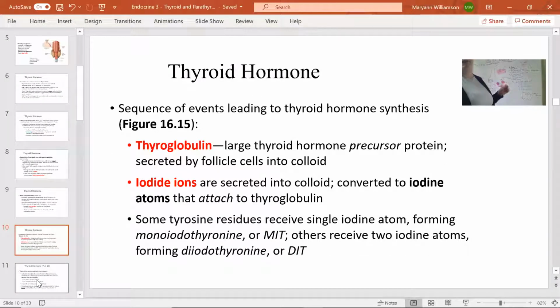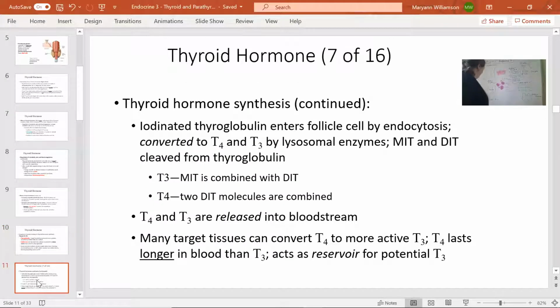All right, so what is in that colloid? Remember, thyroglobulin is in there, and this is going to be that precursor. You're going to have iodine atoms. So what's going to happen here is thyroglobulin is going to be secreted into that colloid. Iodine ions, actually, are going to get secreted in. They're going to be converted to iodine atoms. Thyroglobulin, hard to say, and iodine are going to combine.